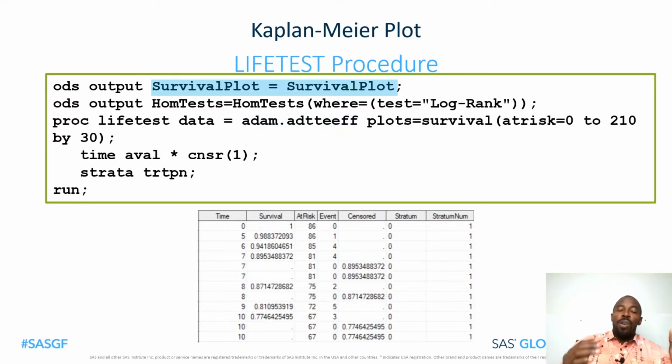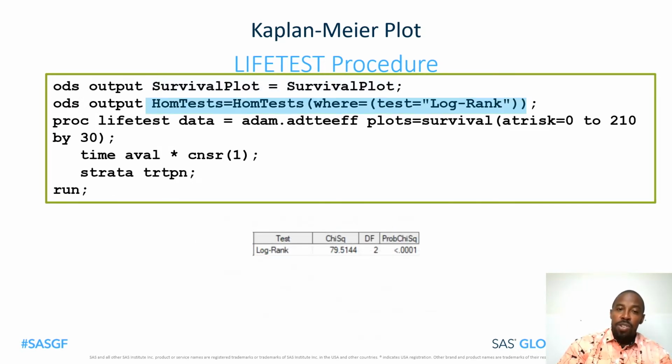And with ODS output objects, you can create various data sets. The first data set that we are producing comes from the survival plot object. The second data set that we produced comes from the HomTests objects, but we only want to subset specific records. We only want to show specific records, and so we are subsetting on the log rank p-value test.